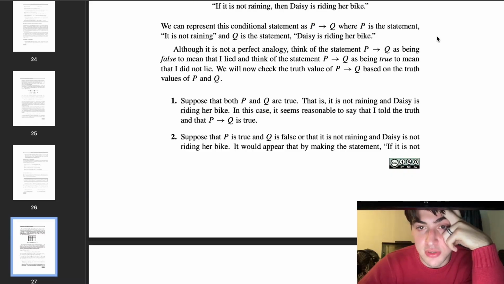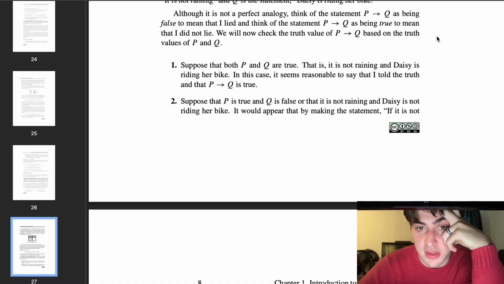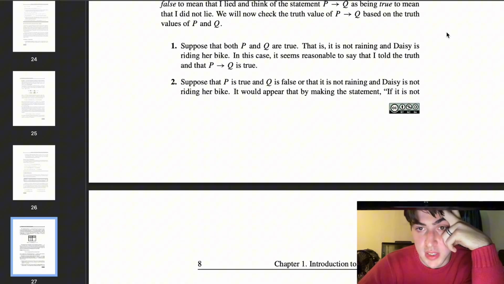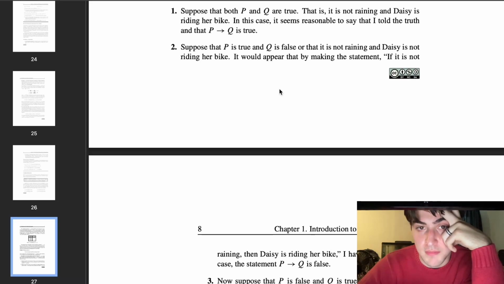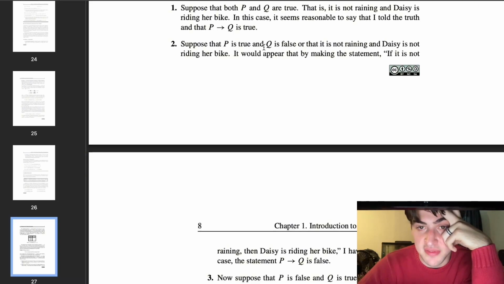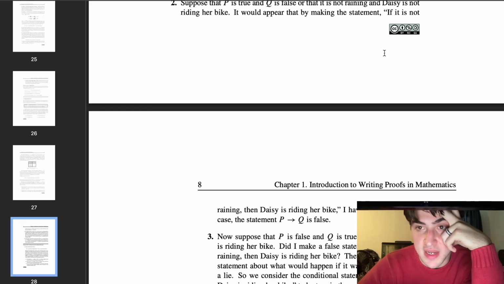Okay, we will now check the truth of P arrow Q based on the truth values of P and Q. Suppose that both of them are true, that is, it is not raining and Daisy is riding her bike. In this case, it seems reasonable to say that I told the truth and that P arrow Q is true. Suppose that P is true and Q is false, and that it is not raining and Daisy is not riding her bike. It would appear that by making the statement, if it is not raining, then Daisy is riding her bike.